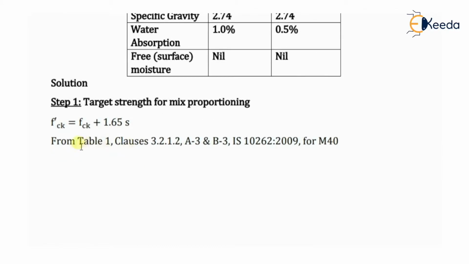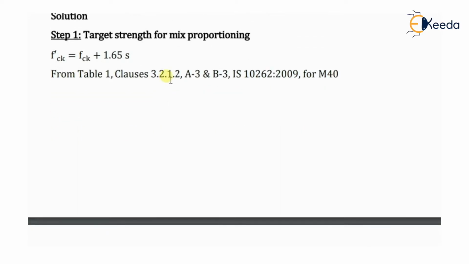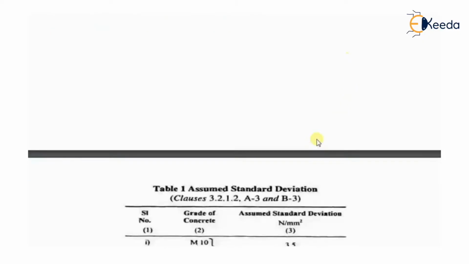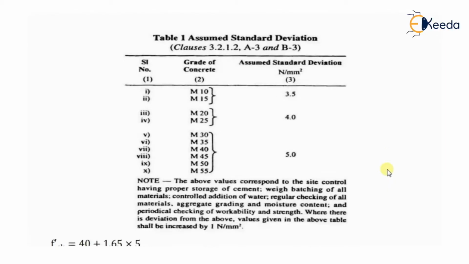Now what is S? S is the standard deviation, which you have to take from Table 1, clause 3.2.1.2, IS 10262:2009. So for M40, let's see. This is Table 1. I have taken the screenshot from IS code 10262:2009. Table 1 gives the assumed standard deviation. As our concrete is M40, for M40 the standard deviation value given is 5. You can refer to that IS code, but I have given this screenshot of the table.